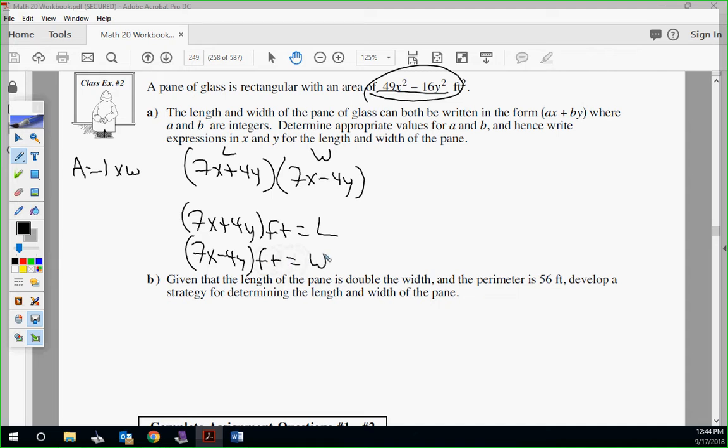All that's just doing is labeling, so if they give you values, then you can actually solve for x and y or plug in for x and y, depending on what they give you.